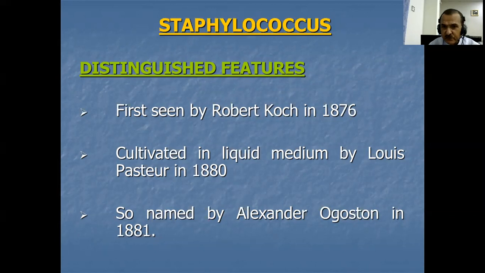What are the distinct features of Staphylococcus? What are the general, well-known features regarding Staphylococcus? Staphylococcus was first seen by Robert Koch in 1876. It was first cultivated in liquid medium by Louis Pasteur in 1880. It was named by Alexander Ogston in 1881. So this was named by Ogston as Staphylococcus.